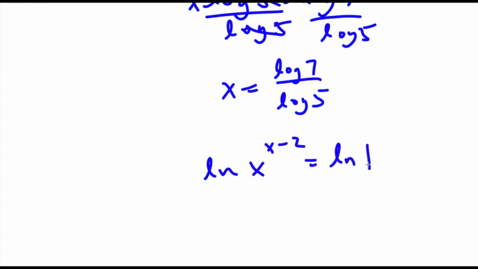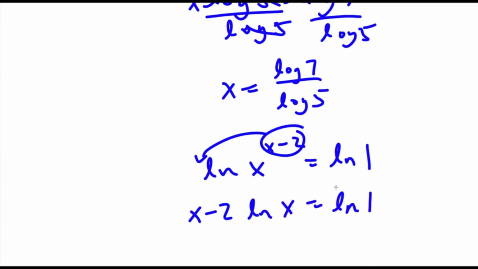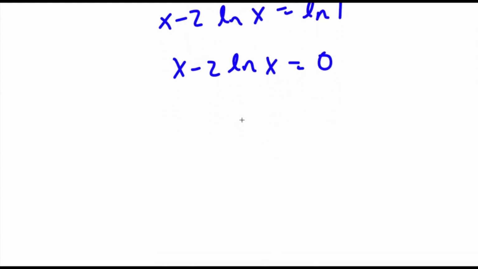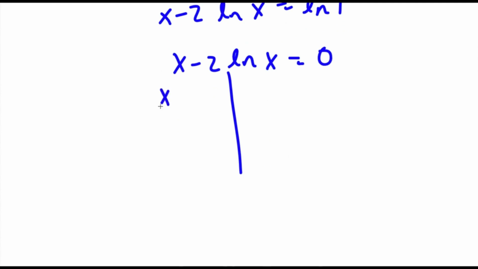Alright, so now going back to our problem, we had ln x to the power of x minus 2 is equal to ln 1. Now I can move this exponent x minus 2 to the front, so now I have x minus 2 times ln x is equal to ln 1. Now, ln 1 is the same thing as 0. So now I have x minus 2 times ln x is equal to 0. And now this gives me two equations. I have x minus 2 is equal to 0, and I also have ln x is equal to 0.